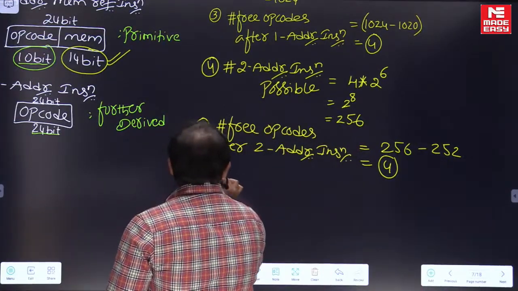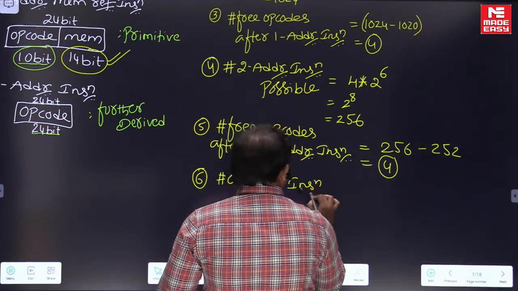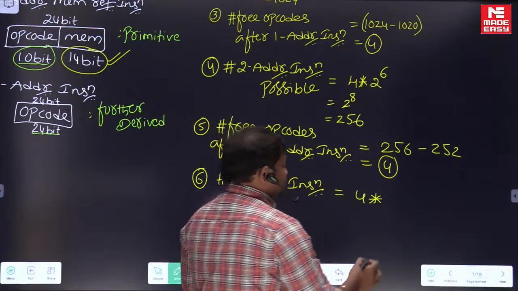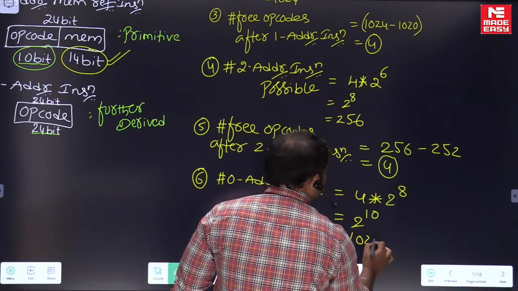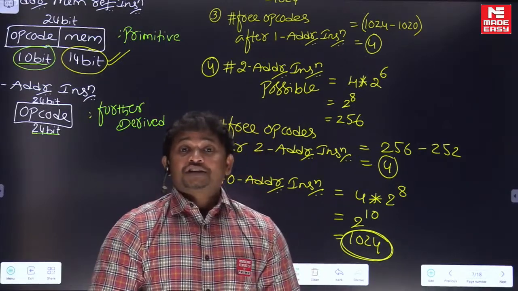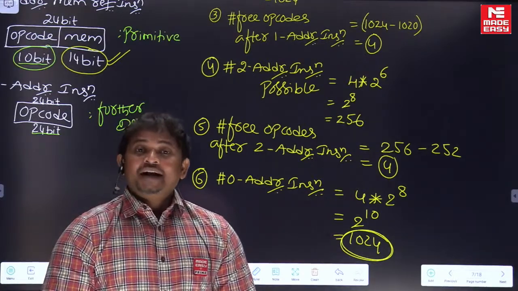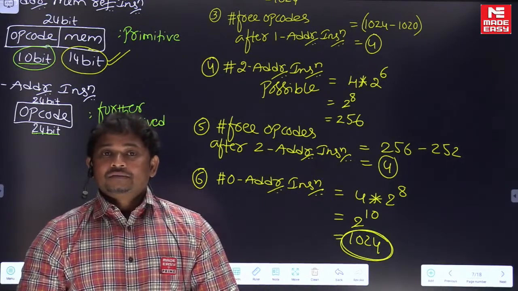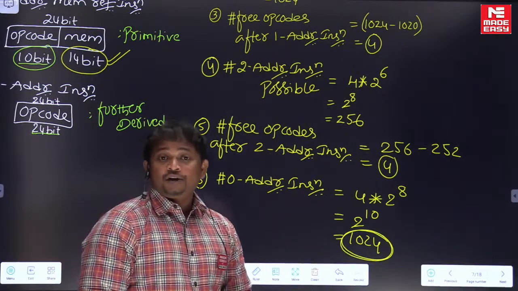So the number of 0 address instructions is equal to free opcodes 4 into, how many address bits are merging? 8 address bits, 2 to the power of 8 combinations. This is equal to 2 power 10, that is 1024. So after implementing the 252 2 address instructions, 1020 1 address instructions, 1024 0 address instructions are formulated in the system. This is the analysis of the question. So the solution is 1024. I hope you understand.